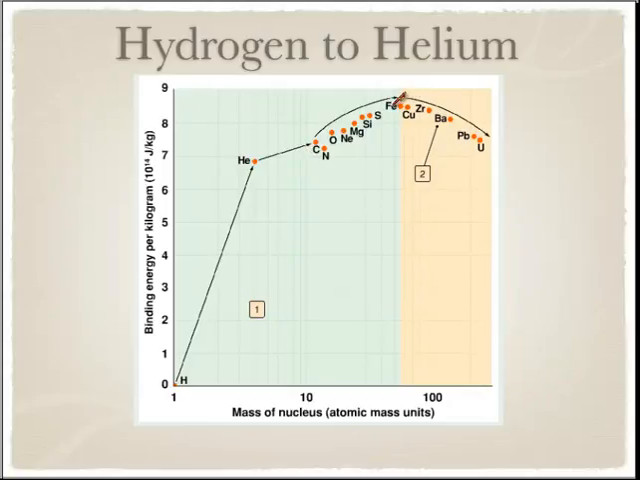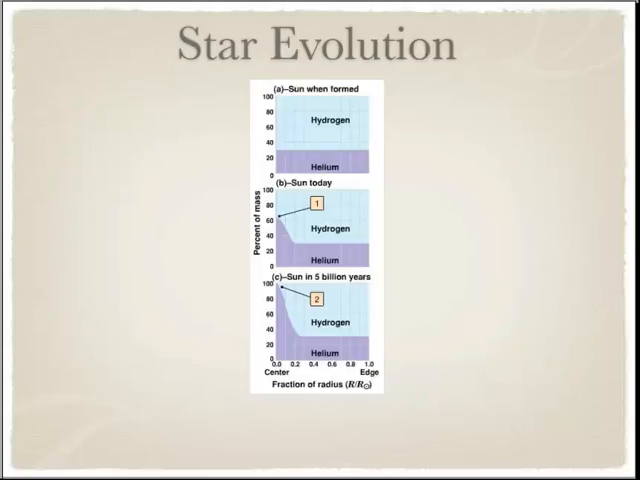So for our sun, imagine this is out from the star. So this is the middle. The left part is the middle of our star. The right part is as you get closer out to the edge. And at the very beginning, when it's formed, it's pretty much 25% helium, 75% hydrogen.